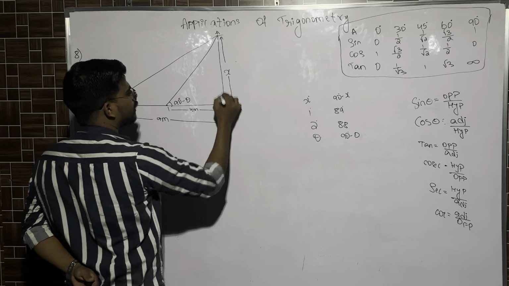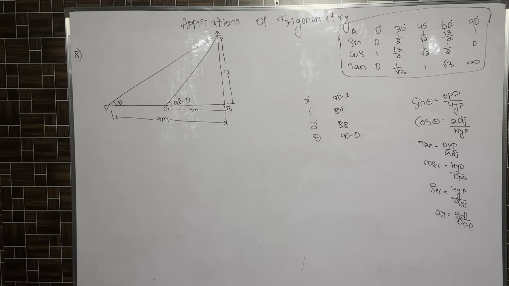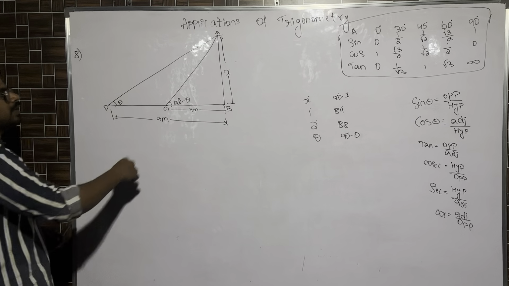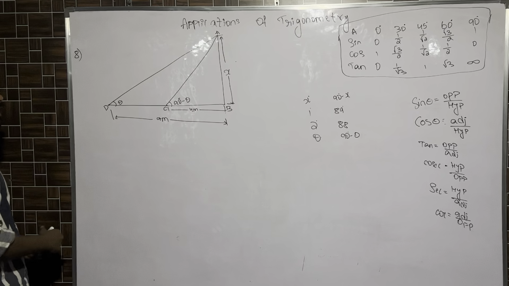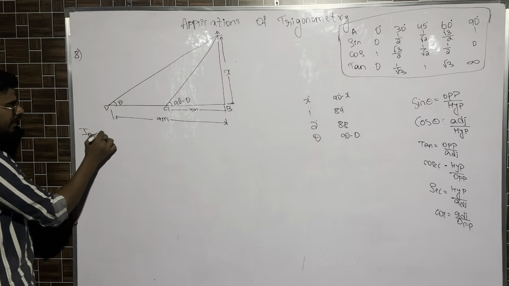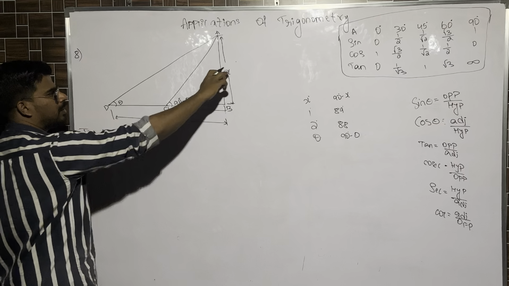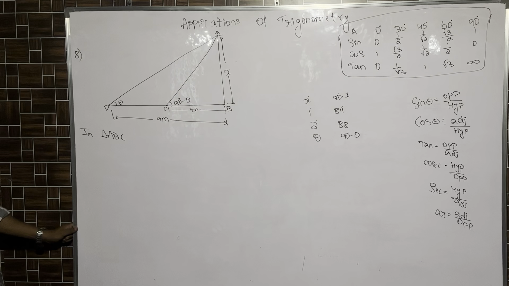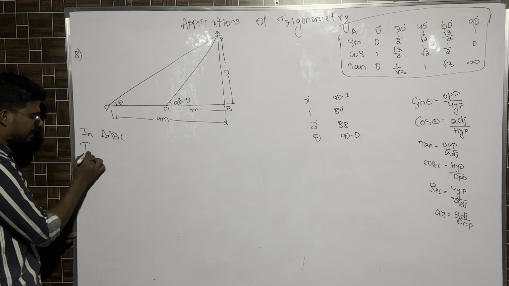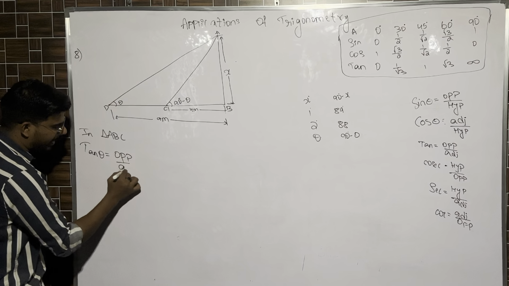Let us name it A, B, C, D. What are the two triangles here? ABC is one of the triangles and ABD is the other. Right? In triangle ABC, with respect to this angle C, x is opposite and 4 is adjacent. Opposite by adjacent, tan theta. Tan theta is equal to opposite by adjacent.